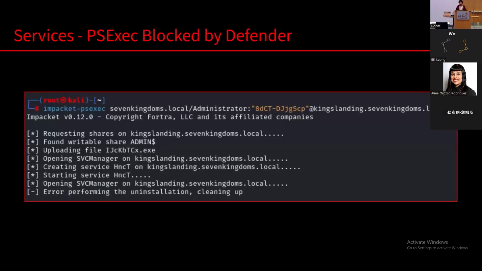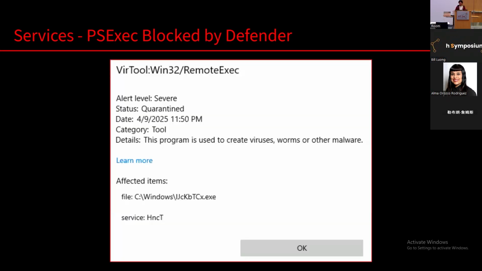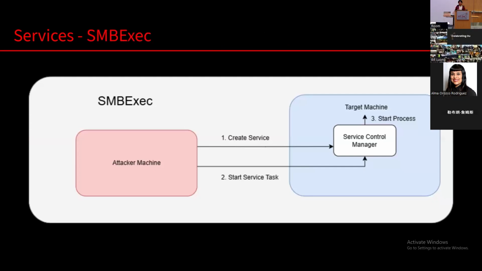PsExec, at least the Impacket script, is pretty often blocked by any form of antivirus, though. That's because it's uploading a really well-known malicious binary in the process of trying to achieve what it does. It creates a service with a random four-letter name, and then uploads the malicious executable into C:\Windows with another random file name. So instead, we can look towards something called SMBExec, which is like 99% similar. It creates a service and then starts it.